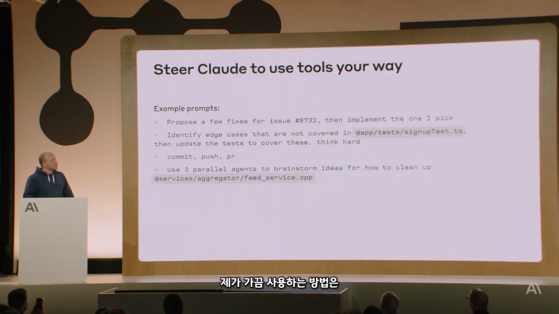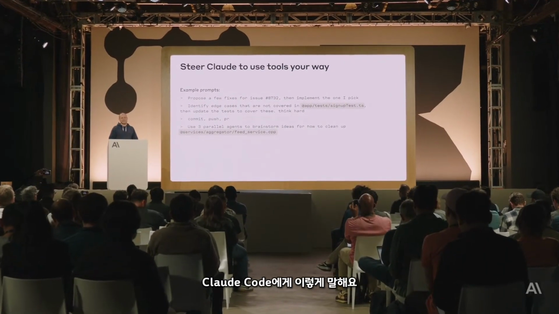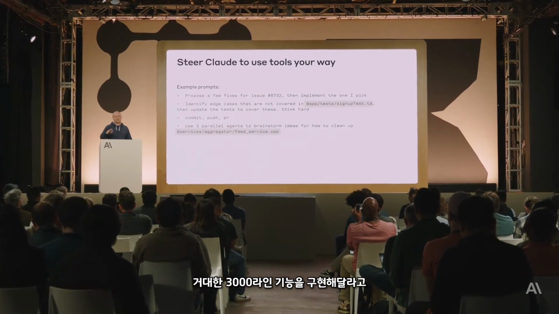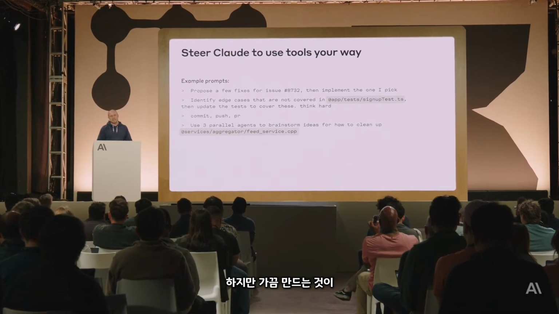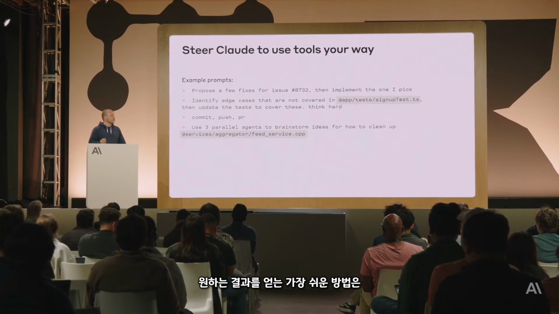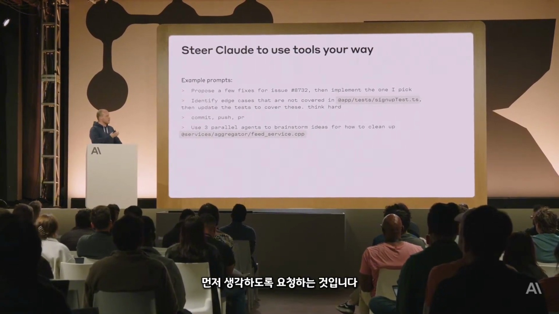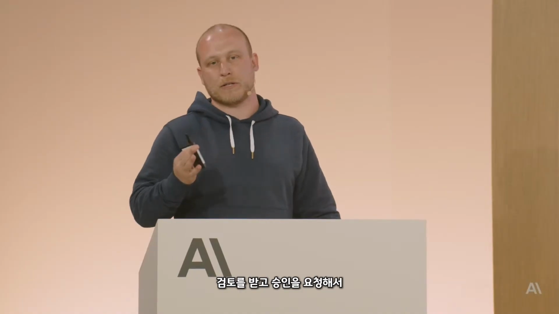There's a lot of ways to use this. Something I like to do sometimes is, before having Claude jump in to write code, I'll ask it to brainstorm a little bit or make a plan. This is something we highly recommend. Something I see sometimes is people take Claude Code and ask it, hey, implement this enormous 3,000 line feature. And sometimes it gets this right on the first shot. But sometimes the thing that it builds is not at all the thing that you wanted. The easiest way to get the result you want is to ask it to think first. So brainstorm ideas, make a plan, run it by me, ask for approval before you write code.